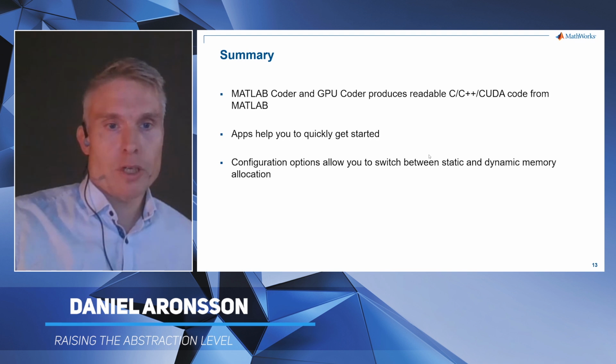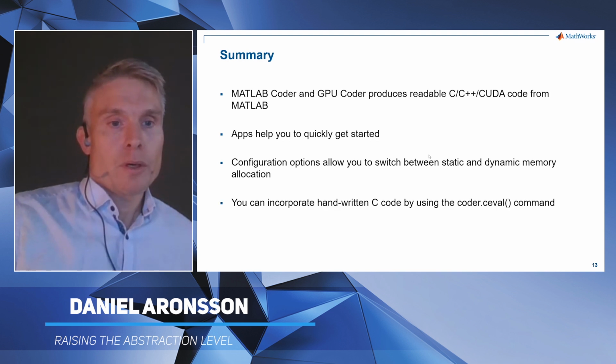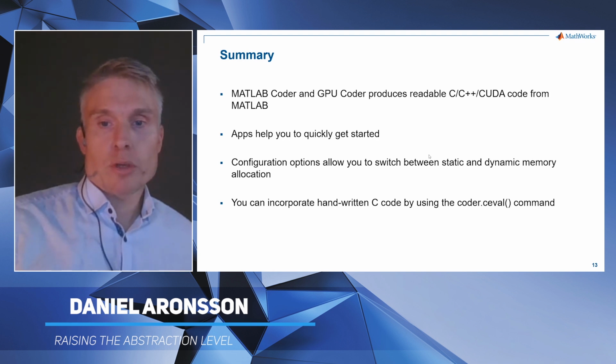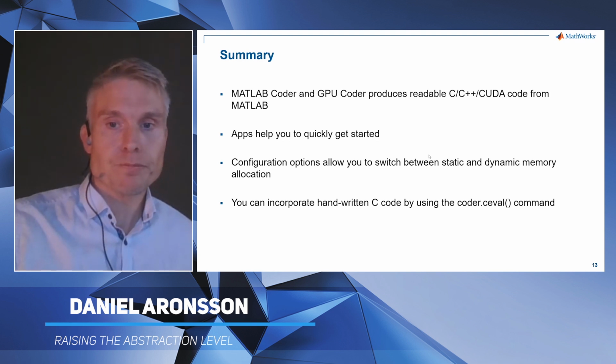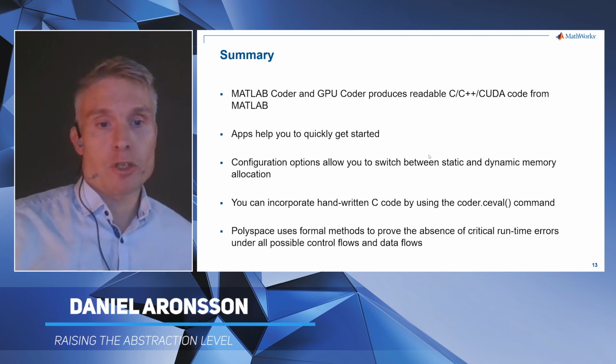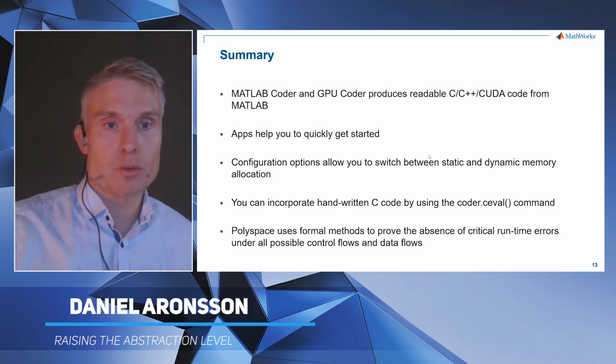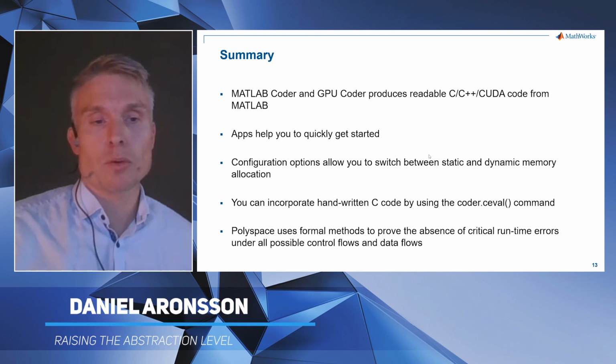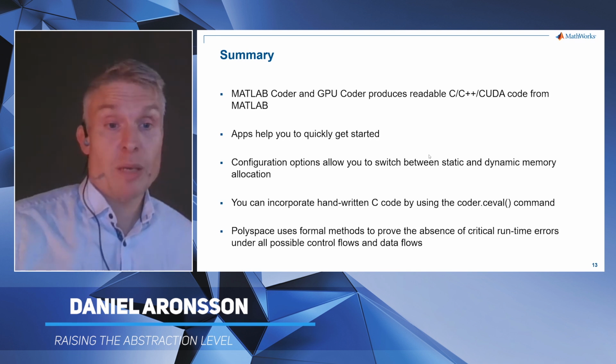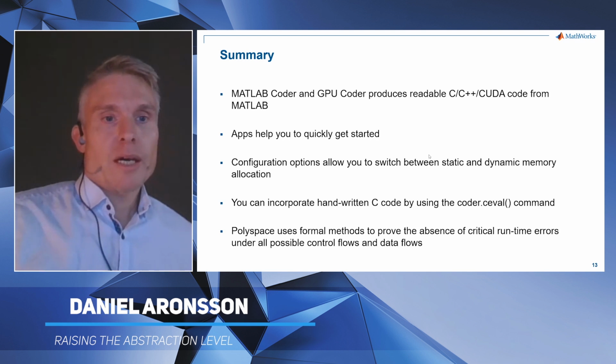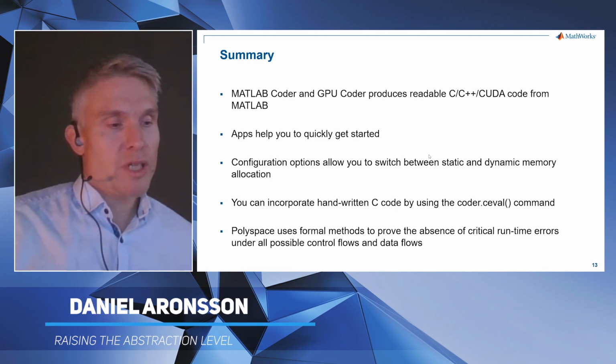And then we looked at the different configurations that allow you to switch between dynamic and static memory allocation. And also incorporation of handwritten C code by using the coder.ceval command. And lastly, Polyspace is a tool that uses formal methods to prove the absence of critical runtime errors. So you can use that. It's not in any way tied to MATLAB Coder and GPU Coder, it's something that you can use on any C code, even if everything is handwritten. Maybe especially if it's handwritten, actually. So that is what I wanted to show you today.